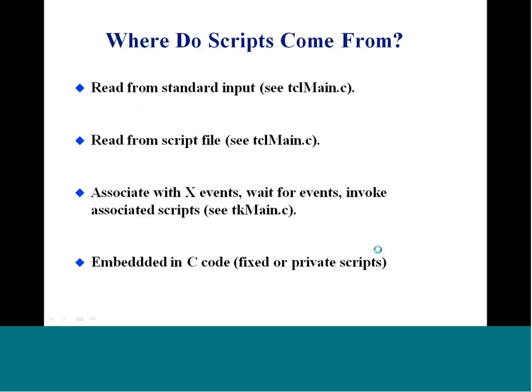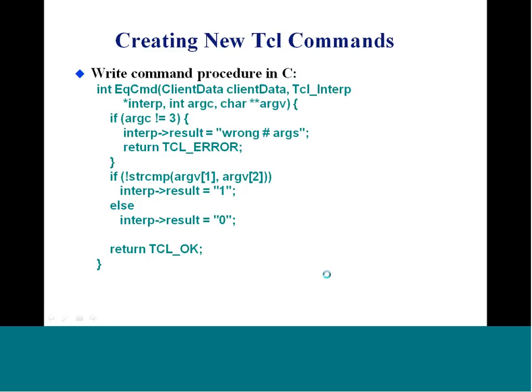Okay, and then where do scripts come from? Basically, you can read from the standard input, read from a script file, or associate X events and wait for the events, invoking the associated scripts with Tk. And then there are scripts embedded in the C code. These are the fixed or private scripts that we'll talk about.